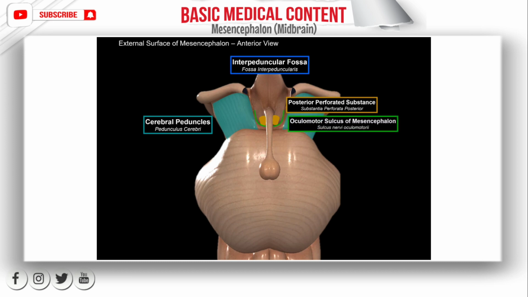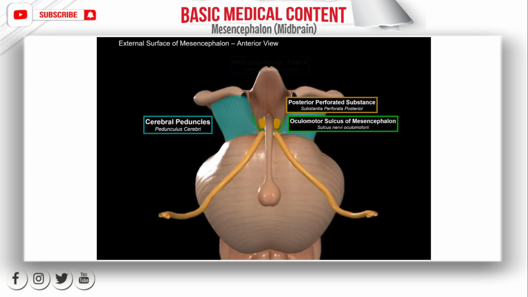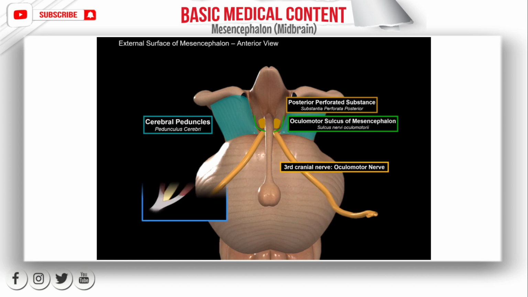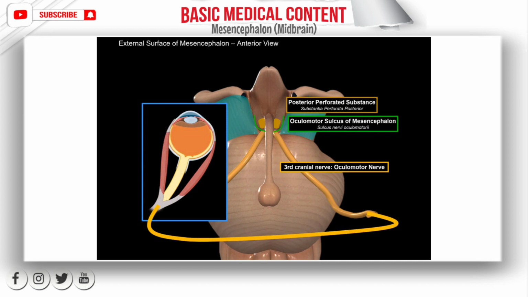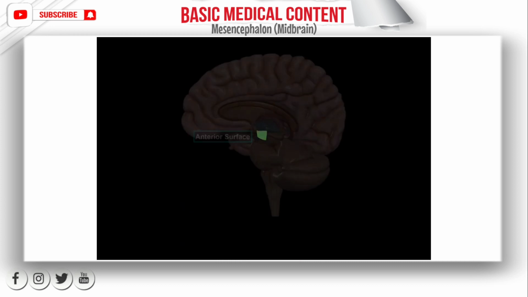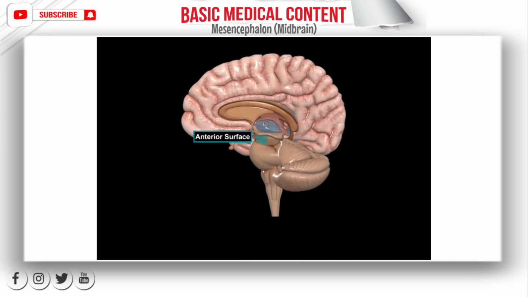Then there is a groove called the oculomotor sulcus of the mesencephalon, from which the third cranial nerve goes out, called the oculomotor nerve. This nerve is called the oculomotor nerve because it goes towards the eyes to innervate the extrinsic muscles that enable the movement of the eyes. So that was all the structures associated with the anterior surface. Let's now do the posterior surface.